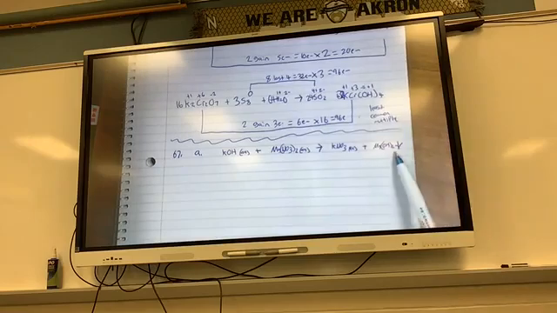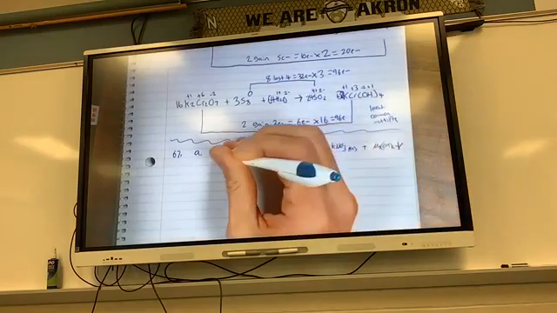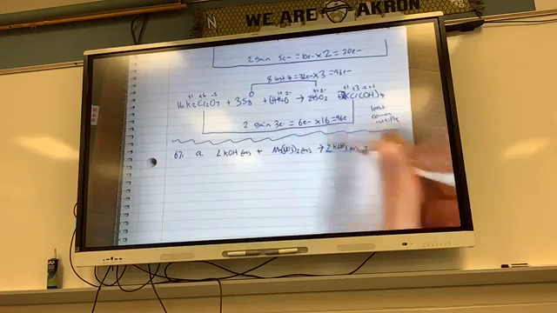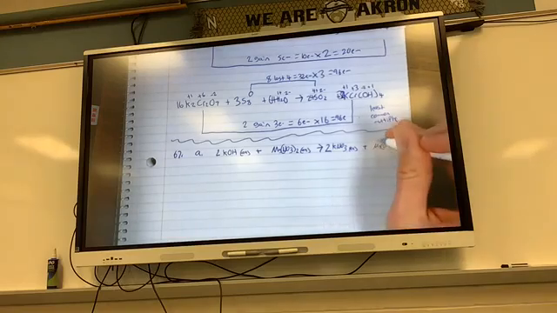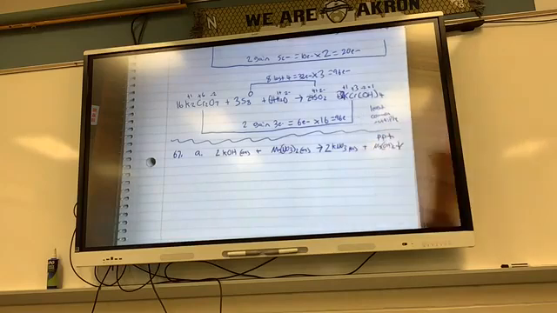To balance it, 2 OHs here. I've got to put a 2 here, which means I have to put a 2 here. I already have 2 there. That's balanced. So that is part A of 67. Part B, what precipitate forms? We've already identified it. It's magnesium hydroxide. So that is B. Questions so far?